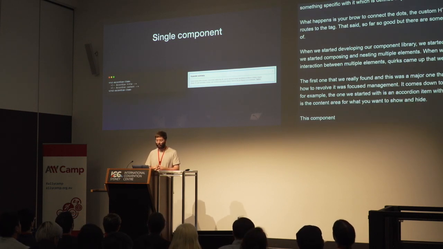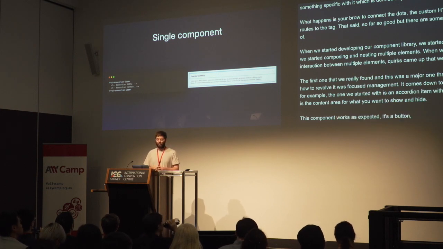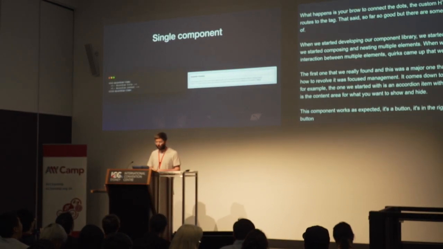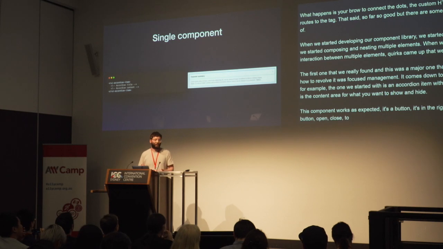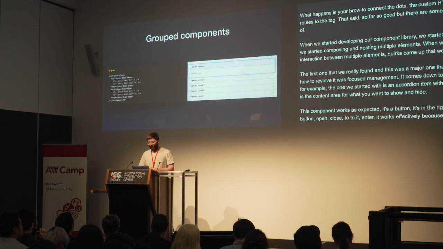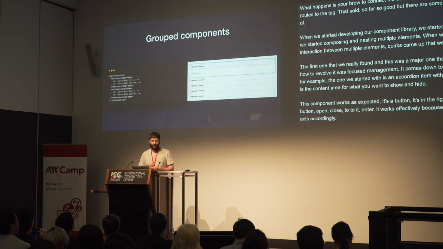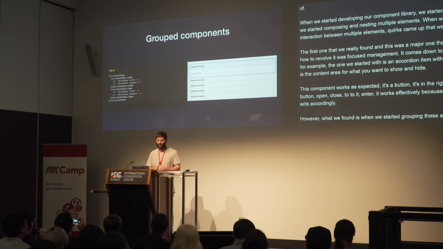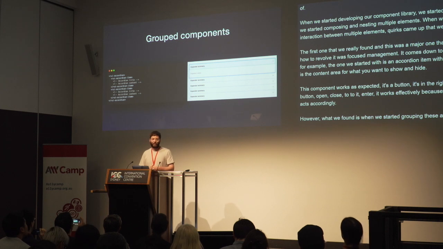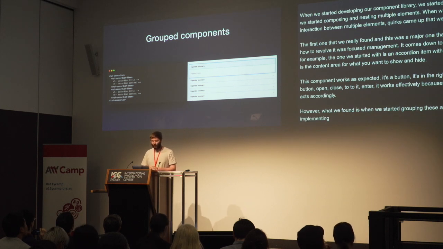There's a button, the slots are placed in the right locations. You can click on the button, you can open, close, you can tab to it, press enter. It all works as expected because your browser just sees a button and acts accordingly. However, what we found is that when we started grouping these multiple accordions within a parent accordion element, and we started implementing the keyboard interactions that are specified for the accordion element, this is where things started breaking down.